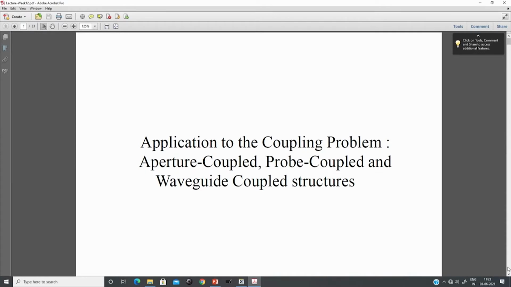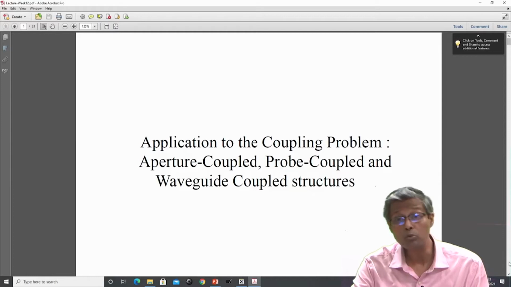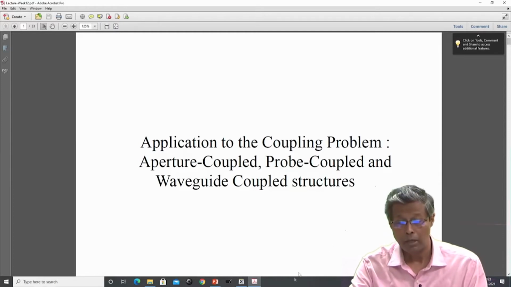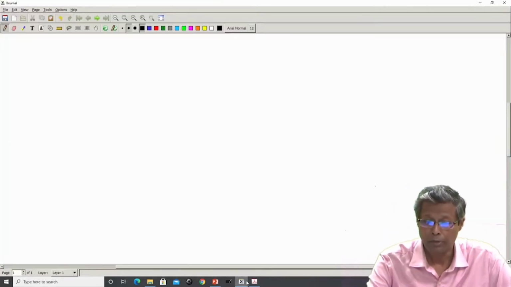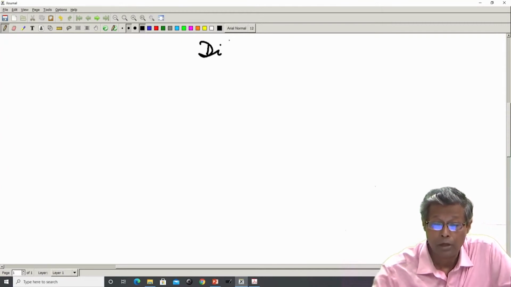Essentially it is the application to the coupling problem as we discussed, with reference to the aperture coupled, probe coupled and the waveguide coupled structures to the dielectric resonator antenna. Now let me give you a brief introduction of this kind of an antenna structure.